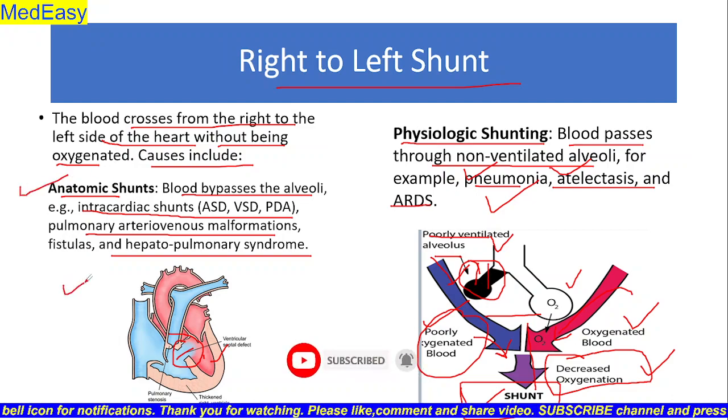Here we need a surgical correction, we have to close this shunt. We do many different kinds of operations to close the shunt, okay.